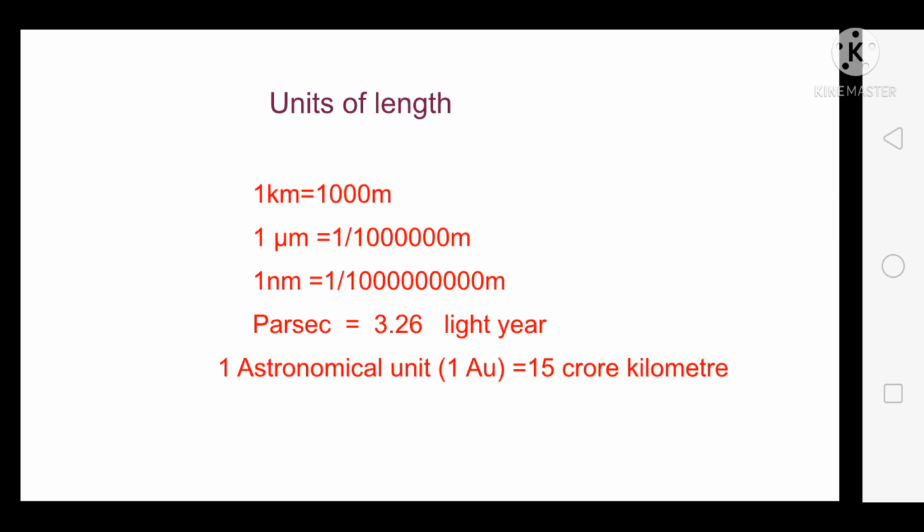We know that micrometer and nanometer are smaller units of length. 1 micrometer is represented by 1 mu m. That is, 1 micrometer is equal to 1 by 10 lakh, that is 10 raised to minus 6 meter. 1 nanometer is equal to 1 by 100 crore meter, that is 10 raised to minus 9 meter.